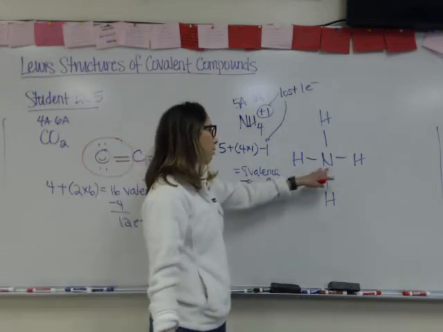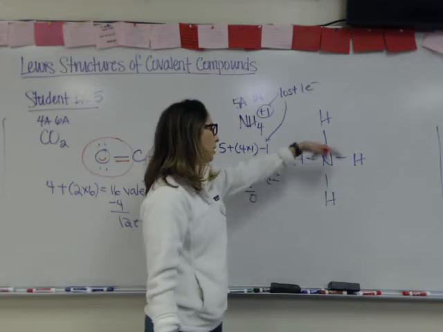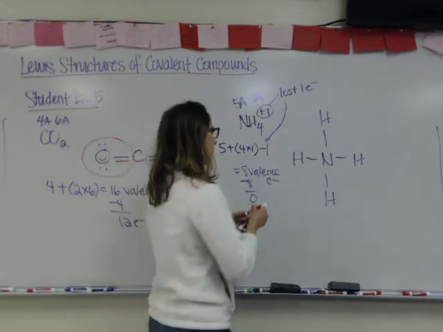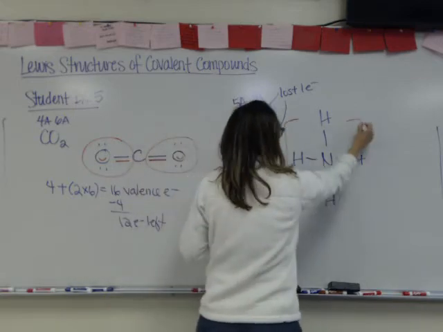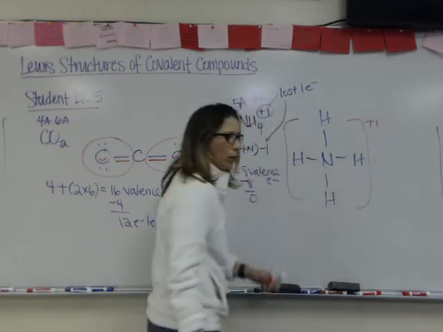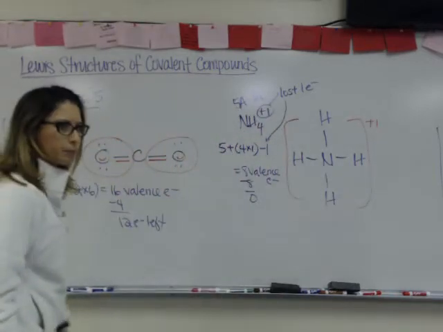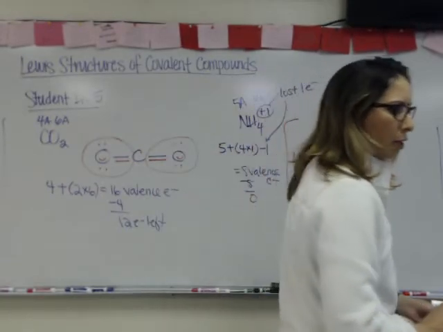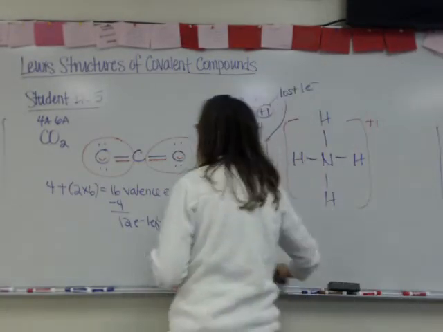Nitrogen is satisfied with the octet rule. Hydrogen is connected with single bonds. We're good. Put this in brackets, put the plus 1 outside. Okay? Now, for the next one, we're looking at NH3.